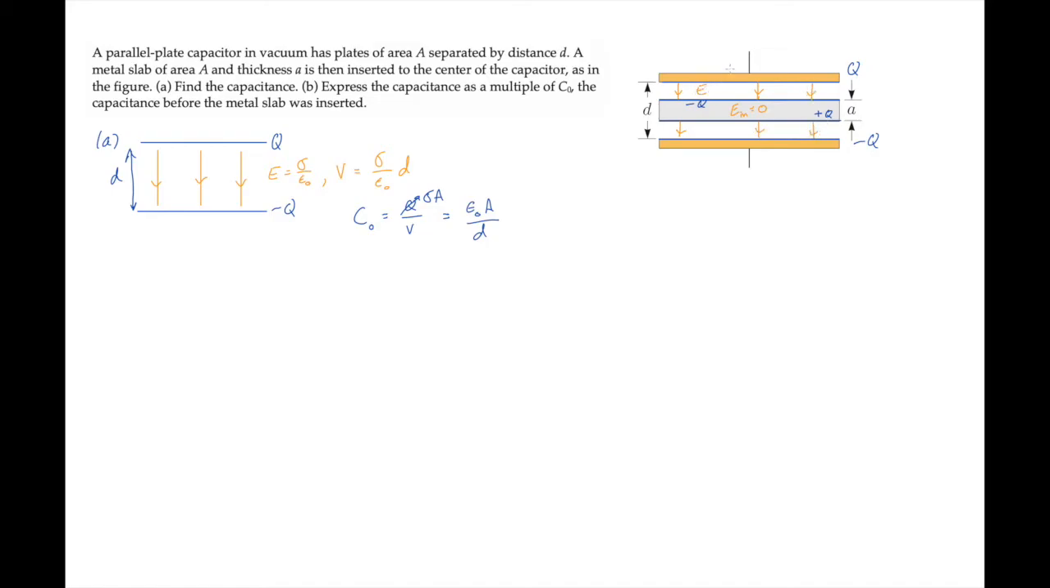It has a magnitude sigma over epsilon naught, where sigma is the charge per unit area. Because this electric field is uniform, the voltage across the two plates is the magnitude of this electric field times the distance between the two plates, not including the slab thickness where there's no electric field. So that's d minus a.